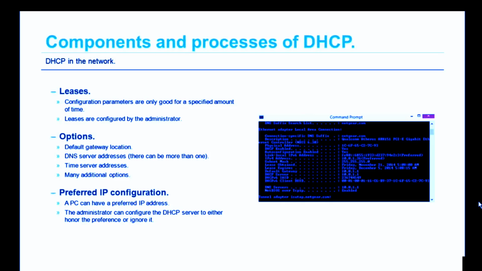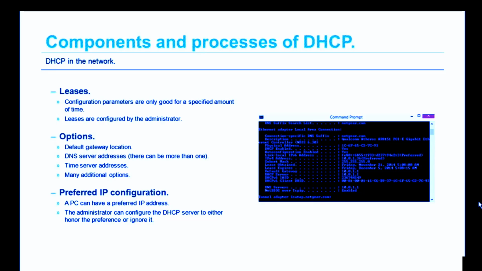Now, part of the DHCP process are what are called leases. The DHCP server hands out that IP configuration information, but it sets a time limit for how long that IP configuration is good. This is called the lease. So the parameters are only good for a specified amount of time. Now, the administrator can configure how long the leases are. There are also options that the administrator can configure. The first one that's pretty obvious is the default gateway location. There's also the DNS server address, and the administrator can configure more than one DNS server location. An administrator can also configure an option for the PC to synchronize with a time server, so the administrator can configure a time server address. There are many more additional options, but those are the big three that you should remember.